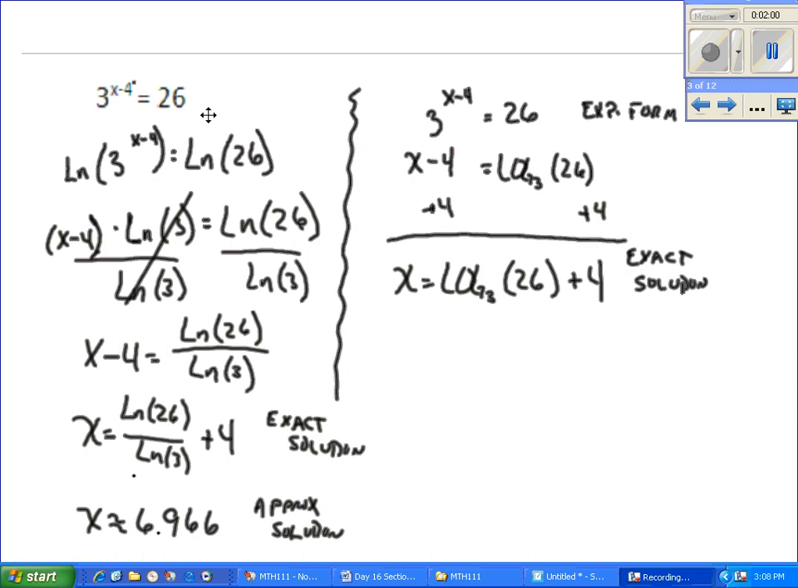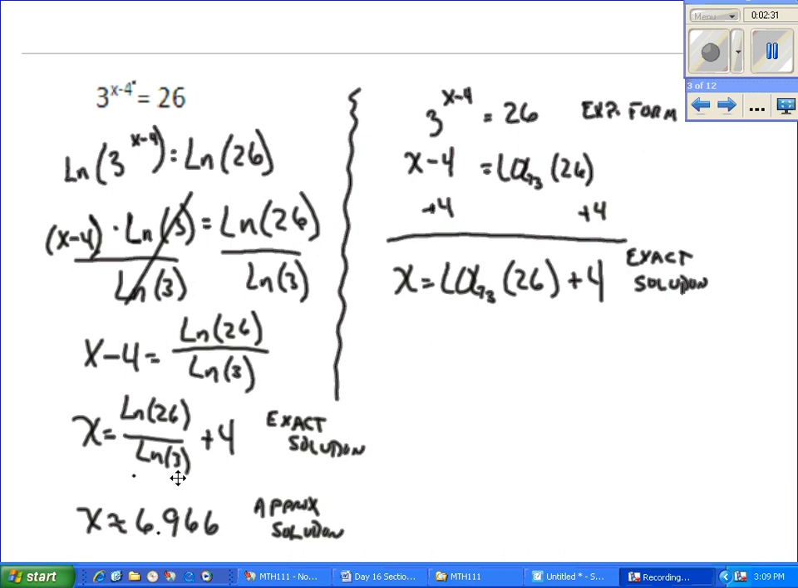The next example is a little more complicated, but notice it's very similar to the last one, except we're equal to 26 instead of 27, so our solution should be very close to 7, the solution to the previous problem. This one, what we'll do is take the natural log of both sides. Again, I just picked the natural log for convenience. That allows me to grab the exponent, the x - 4, and pull it out in front here. Then I can divide both sides by the natural log of 3, isolating my x - 4, and then by adding 4 to both sides, I get my solution.